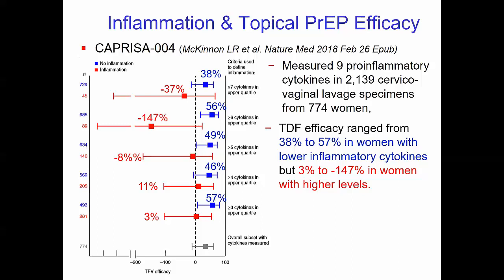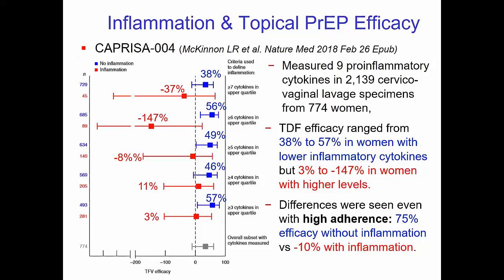So those are the women in blue who experienced protection, and that's tenofovir efficacy on the bottom. But in the women who were inflamed by measure of these cytokines, the gel essentially didn't work at all. Period. It was 3 to minus 147%. And the most amazing thing to me is that you can go from relatively low cytokines up to more, and you see again this biological trend, this quantitative trend, in the other direction. Furthermore, this was seen even when women used the gel. So they actually had pretty good measures of adherence here.